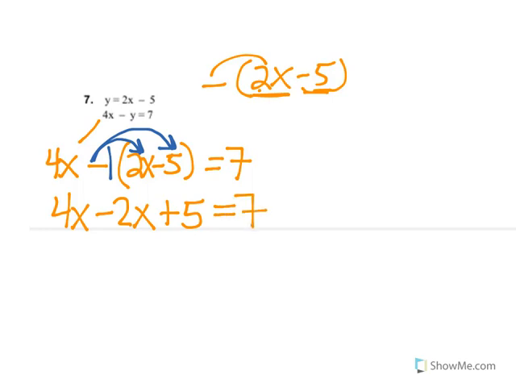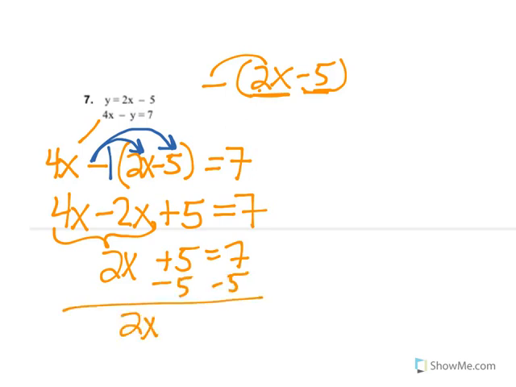Equals 7. Okay, so now, what's 4x minus 2x? We can combine like terms. That's 2x. Now, let's subtract 5 from both sides. So we get 2x equals 2. Divide by 2. And you get x equals 1.